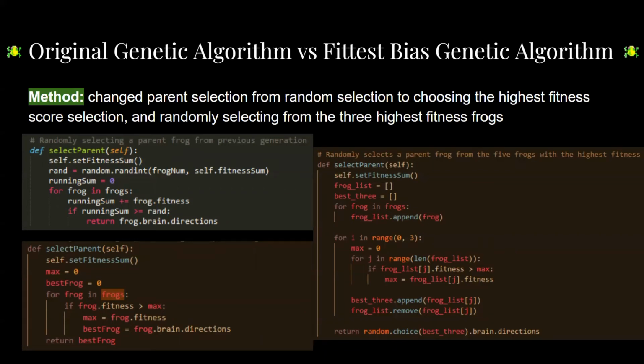On the right is the second modified function, where the 3 frogs with the highest fitnesses are recorded and a random choice out of these 3 is made. This is to be more faithful to the genetic algorithm, to introduce a little bit more variability and randomness, contrary to the select parent that only uses the best fitness.